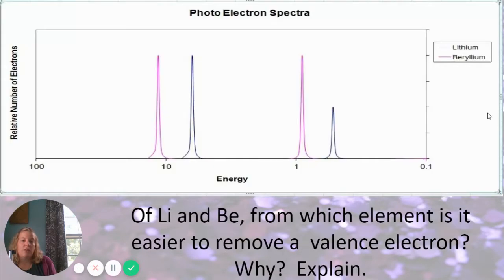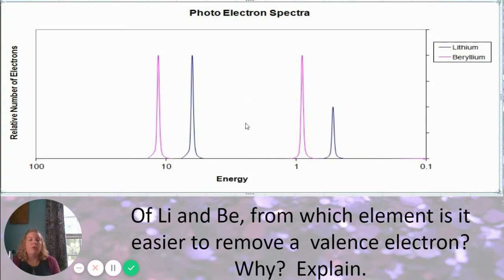Okay, now this is where we wade into this issue. This is a photoelectron spectroscopy picture, or spectra, of lithium and beryllium overlapped with each other. Beryllium is represented in pink and lithium is represented in blue. So here is my question for you. Of lithium and beryllium, from which element is it easier to remove a valence electron? Why? And explain. If you think about the blue set and the pink set, the first thing you have to ask is, from which element is it easier to remove a valence electron?